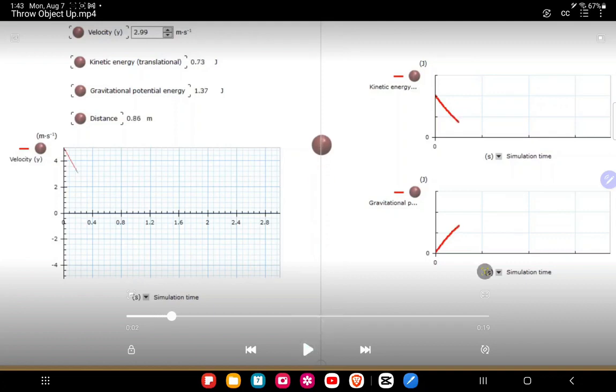As we can see here, the kinetic energy starts to decrease because it's going upward and the velocity is decreasing in the positive direction. On the other hand, the gravitational potential energy starts to increase because the height of the ball is increasing. When it reaches the maximum height here, the kinetic energy will be 0 and the gravitational potential energy will be at its maximum value.